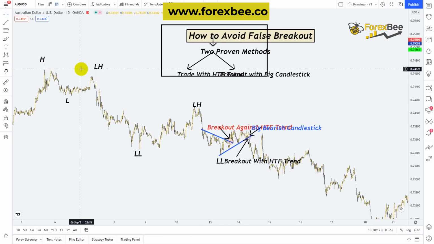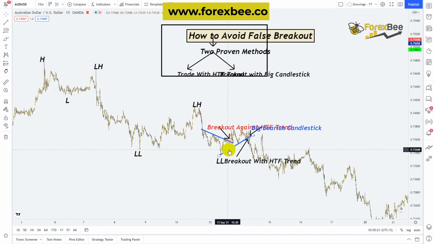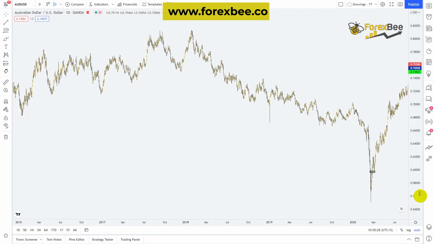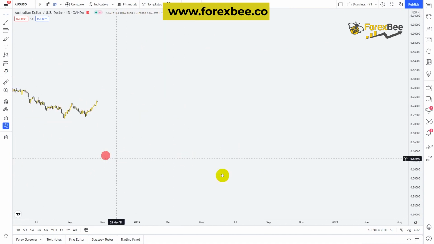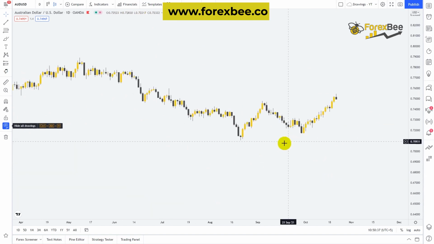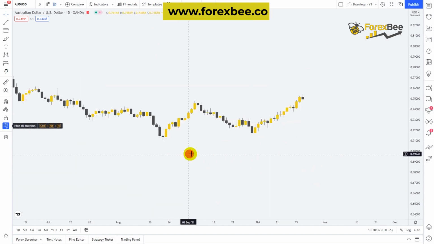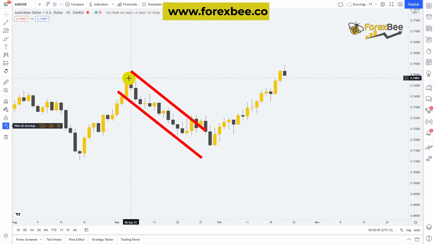We can also go to the daily time frame in order to confirm. Here we can see that we're at the 13th of September. If we go to the daily time frame and look at the candles, hiding these drawings, we can confirm what is going on. Here we are at the 13th of September, and here also we can see that the overall trend in the market is bearish.